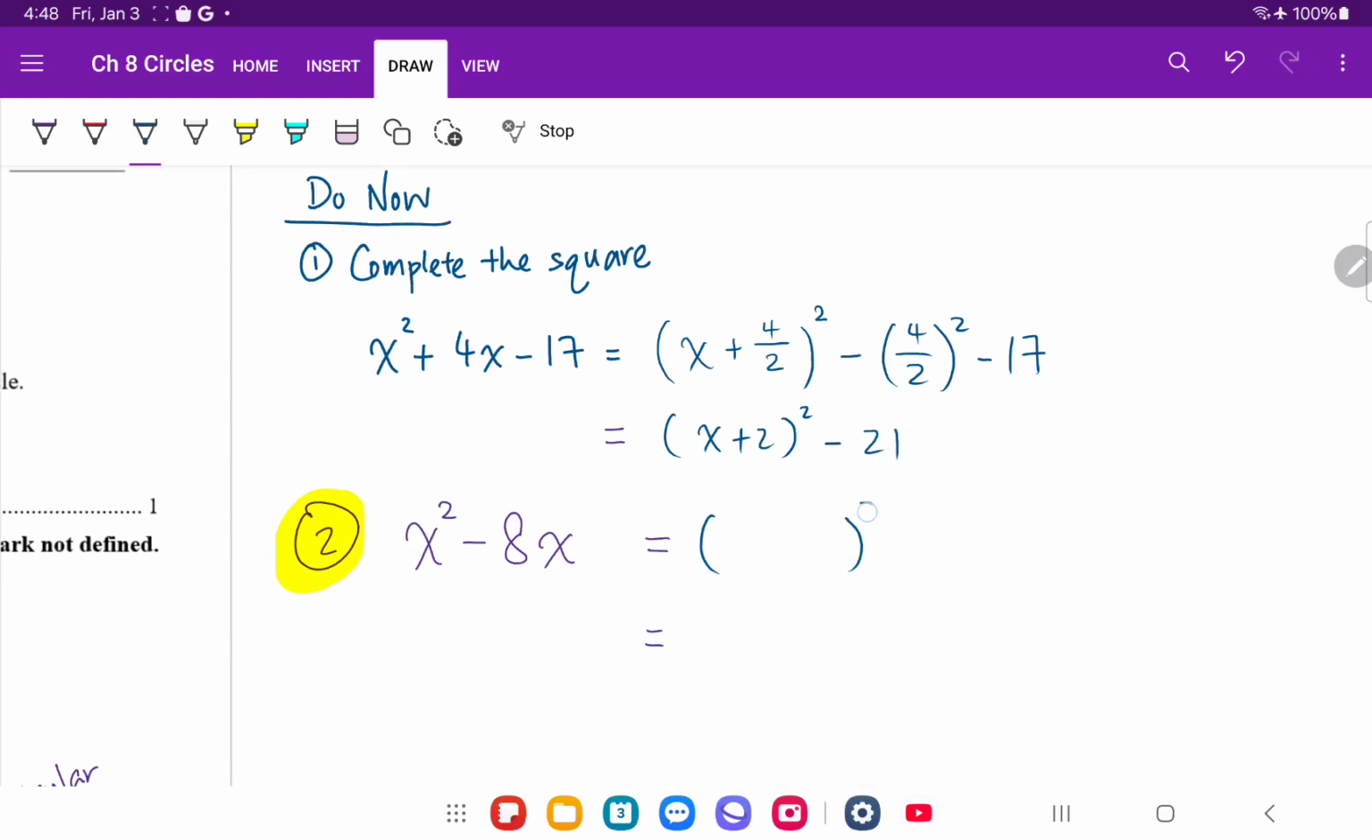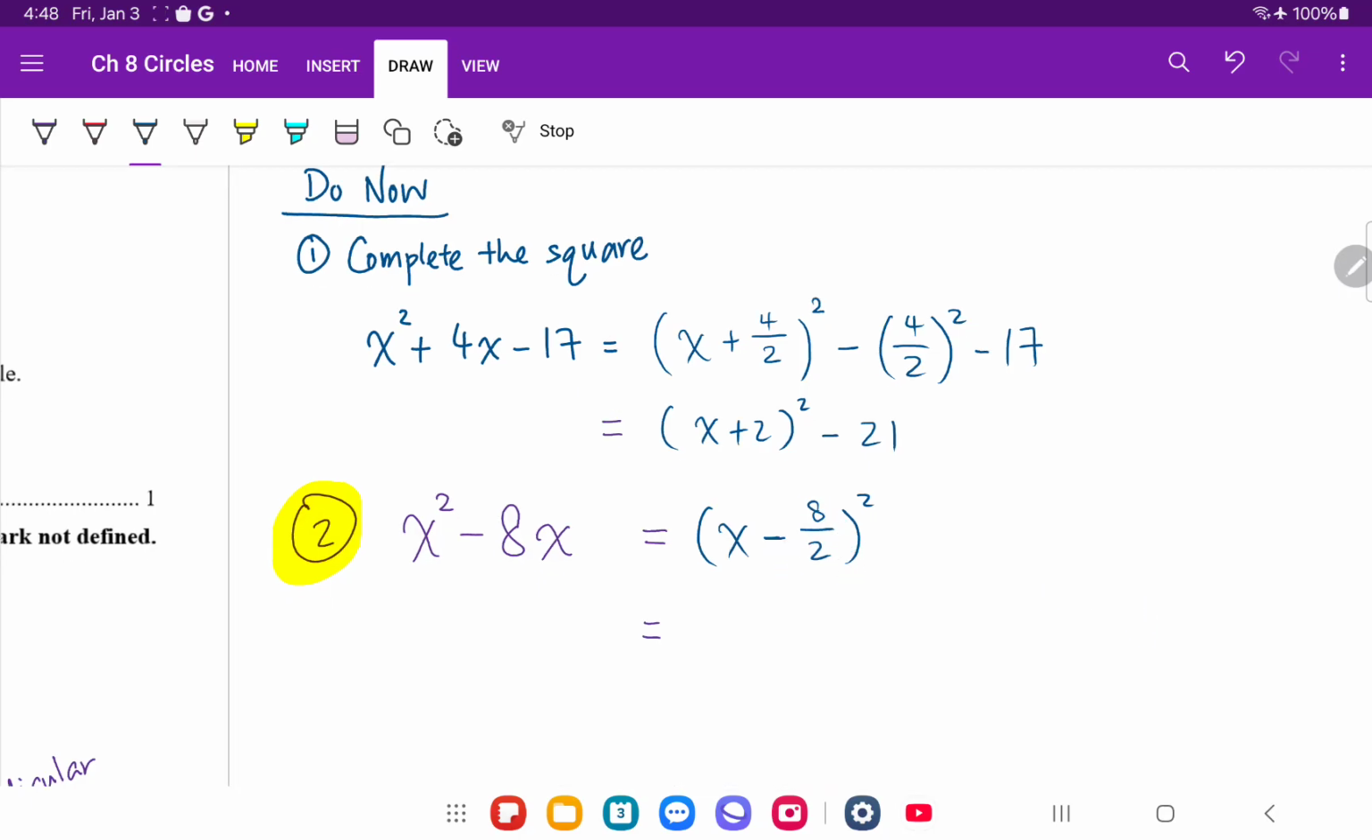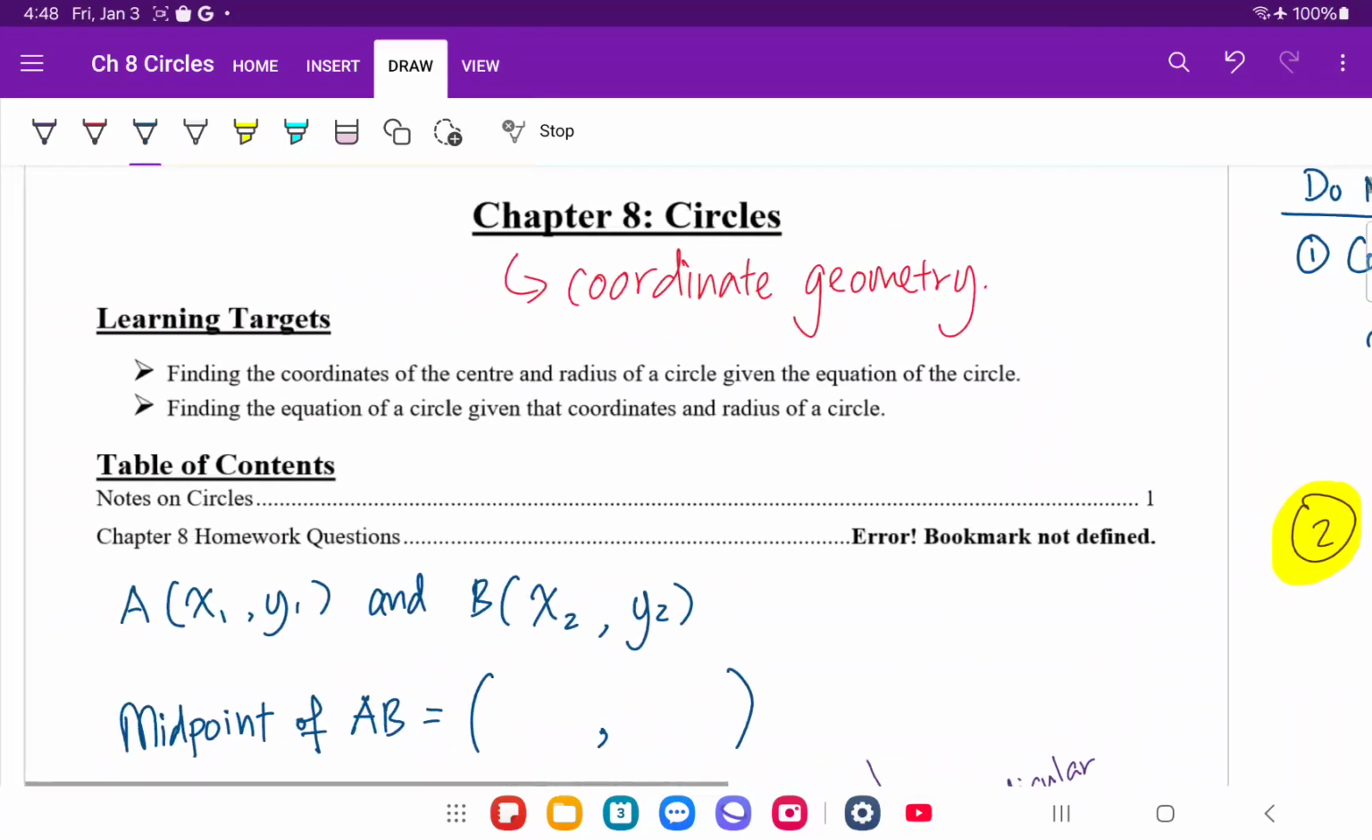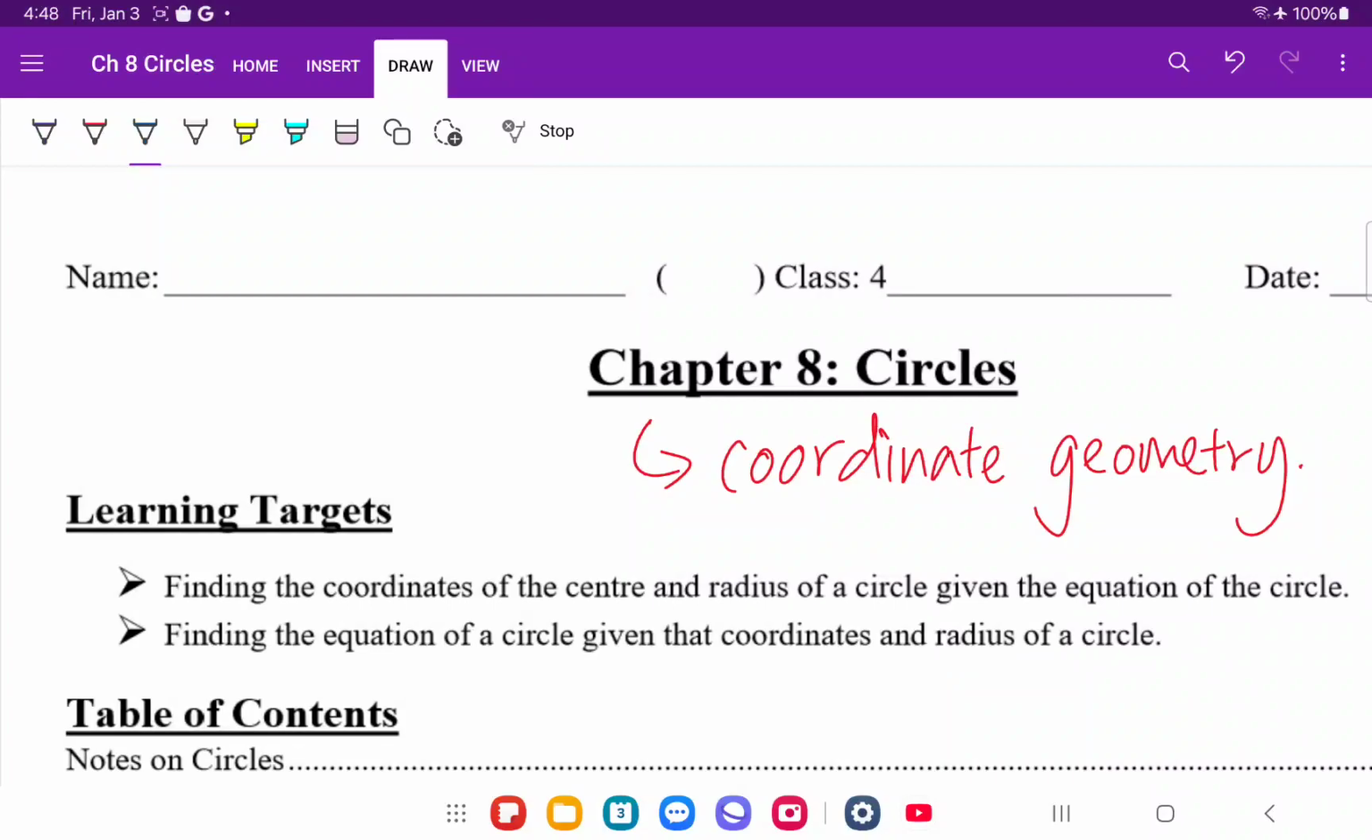Bracket, square, x, and then minus 8 out of 2, minus bracket 8 out of 2, don't forget the square. Because there wasn't a constant term here, likewise, you also do not put any constant term here. That is the main difference. Once I do the calculation properly, I will end up with x minus 4 square minus 16. And that is the completed square form. With that, we will now go straight into chapter 8. And as mentioned, there is some prior knowledge about coordinate geometry that I need to recall.